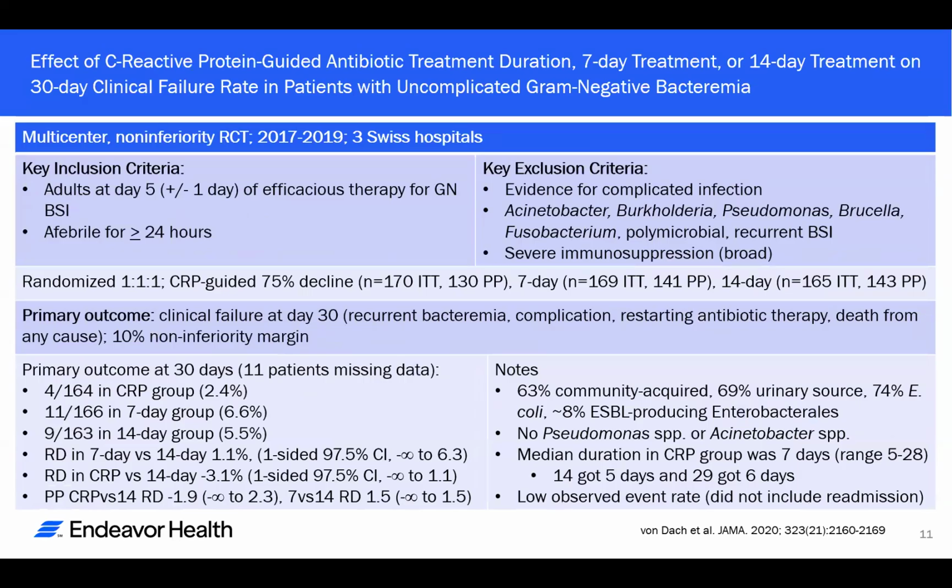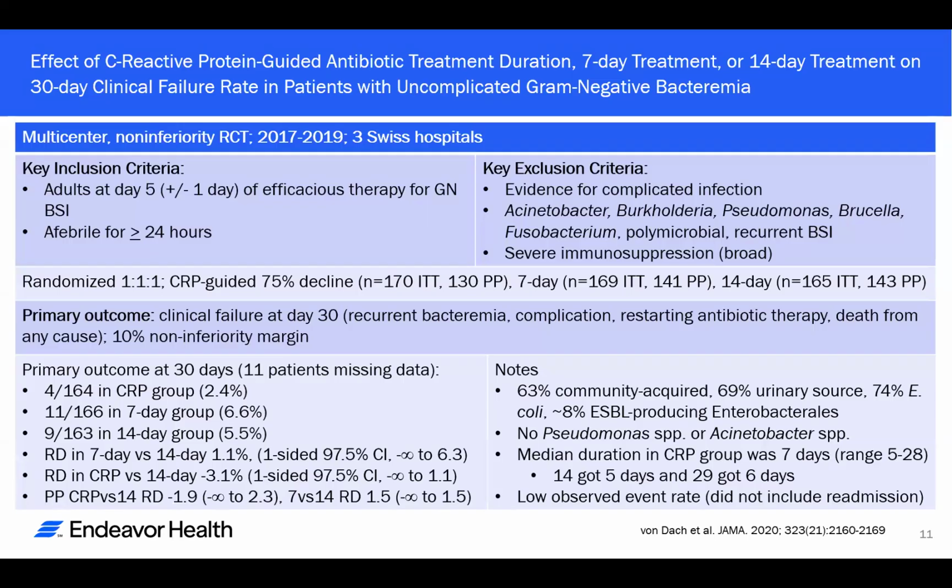The next trial that we want to talk about is Van Dijk and colleagues, which was published in JAMA in 2020. They also looked at 7 versus 14 days of treatment, but they also included a third group, which was a CRP-guided group. So basically, if the patients had a CRP that dropped 75% from peak, they would stop their antibiotics at that time.